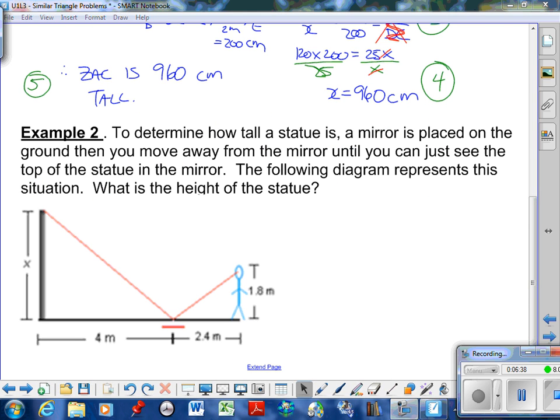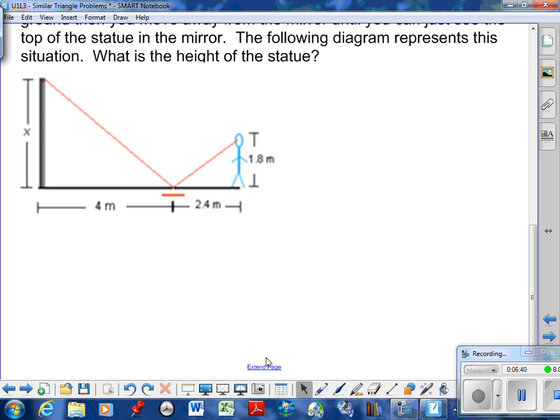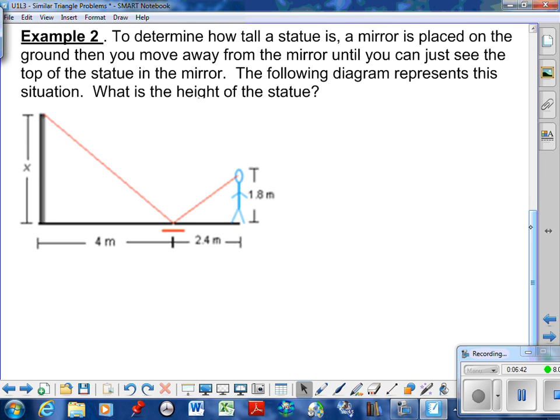All right, on to example number 2 here. So to determine how tall a statue is, a mirror is placed in the ground, and you move away until you just see the top of the statue. The following diagram represents the situation. What's the height of the statue?